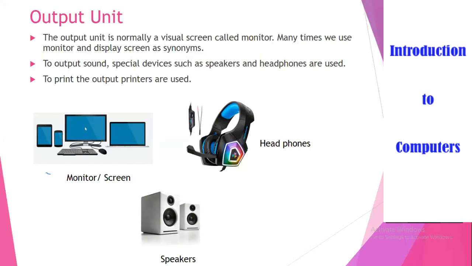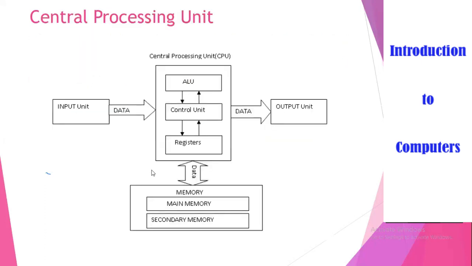Monitors are also there for output. Now again this chart, again same input given to this CPU. This is CPU unit. Okay, and then CPU unit after processing transfers the data to output unit. And now you can see this memory, main memory, secondary memory.